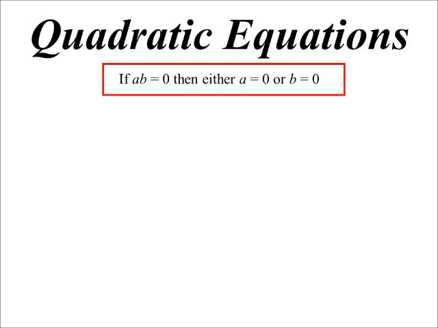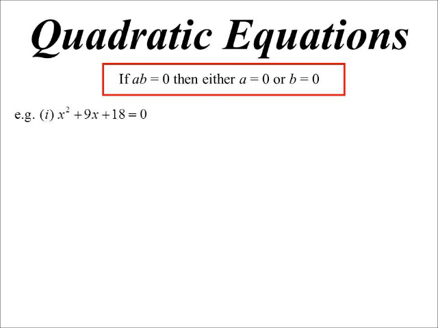Let's have a talk about quadratic equations. It comes from a basic idea: if you've got two things multiplied together to give 0, one of them has to be 0. That's the only way you can get the answer. True, if you've got 3, 4, 5, 6, 7 things multiplied together, one of them has to be 0. So that's the basic idea.